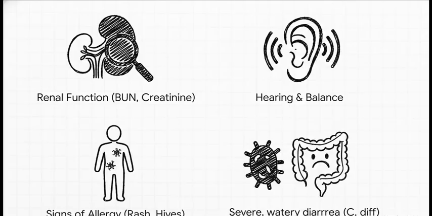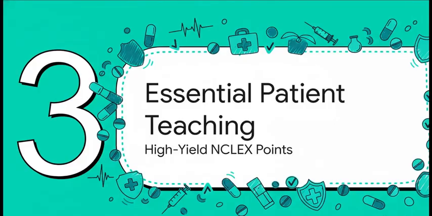So what does this mean for us as nurses? It means our monitoring has to be on point. We are checking renal function, so BUN and creatinine, for drugs like aminoglycosides and vancomycin. We're assessing hearing and balance for that ototoxicity risk. And for every single patient, we are looking for signs of an allergy, like a rash, and asking about that severe watery diarrhea that screams C. diff.